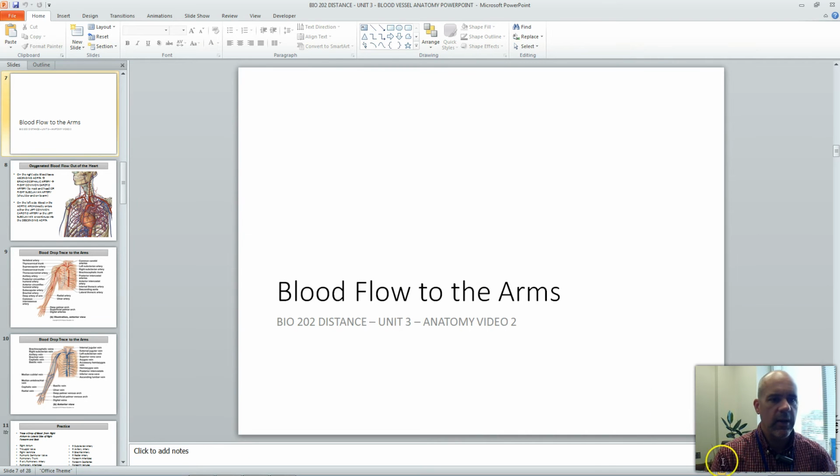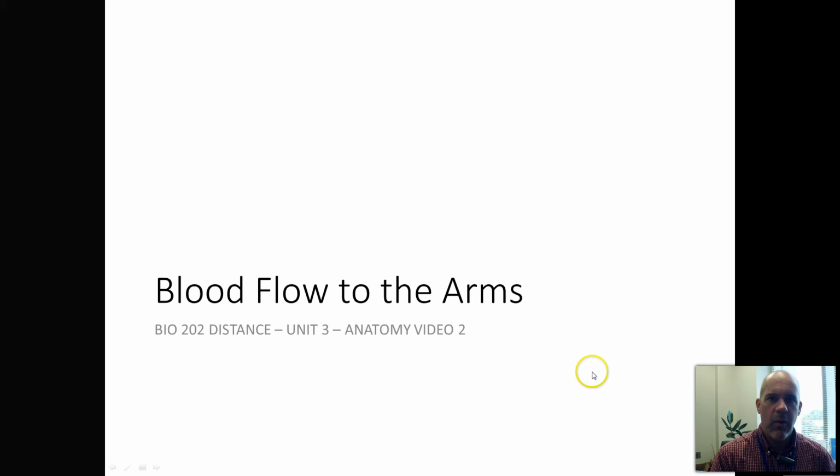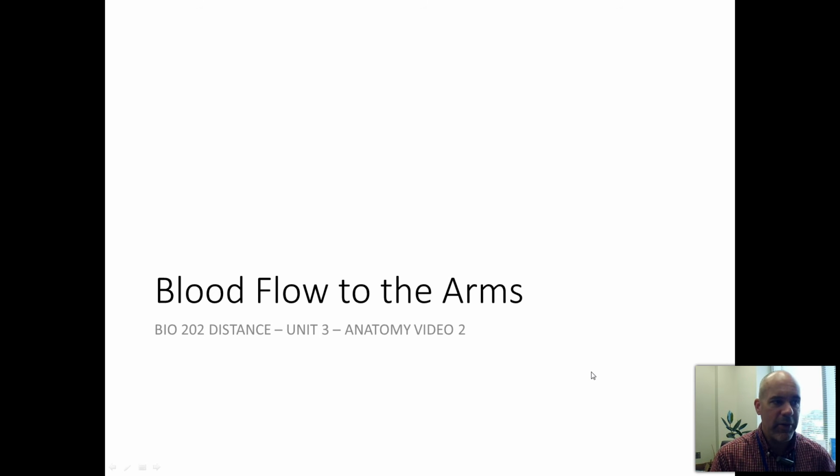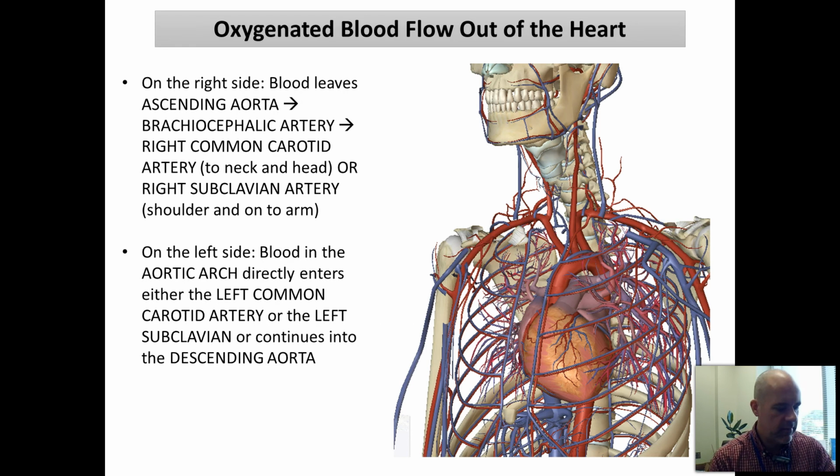Okay, let's talk about how oxygenated blood flows to the arms and gives up its oxygen gas and nutrients, picks up its CO2 and waste, and then winds up returning to the heart. That will be the subject of this particular video.